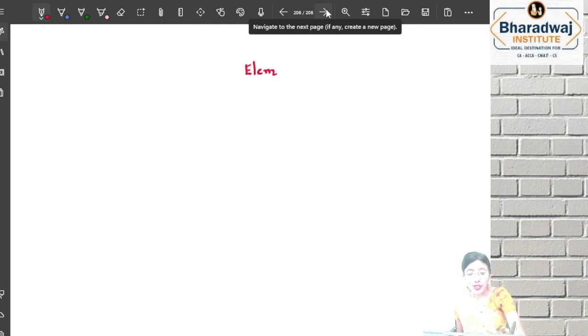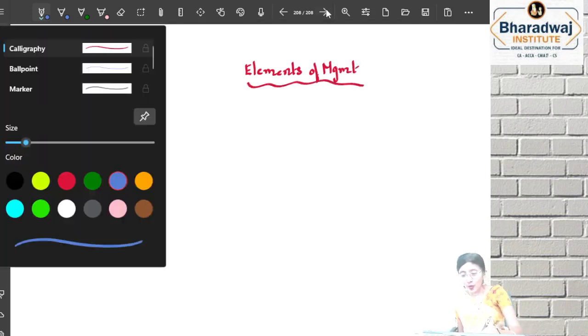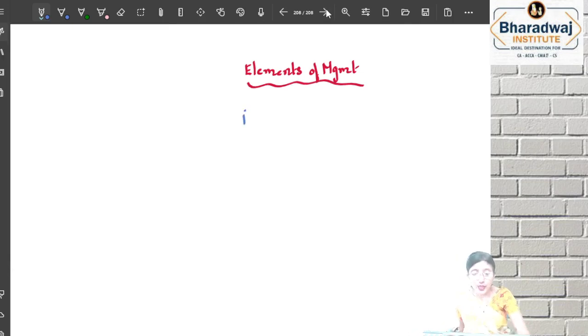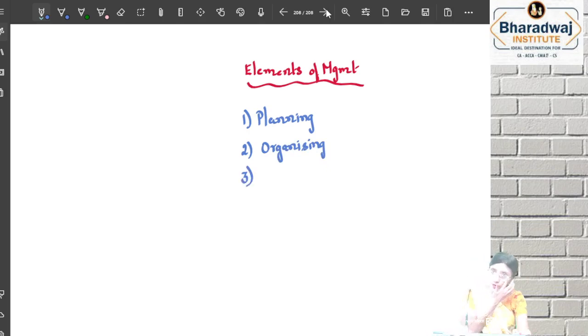So, elements of management itself, each element is a topic. So, don't think elements as one of the topic. It's not like that. So, planning is a separate topic or lesson. Okay, planning is a separate topic or lesson. Organizing, the very sequence is important. It is also an expected question in the examination. They reverse the order and give you.